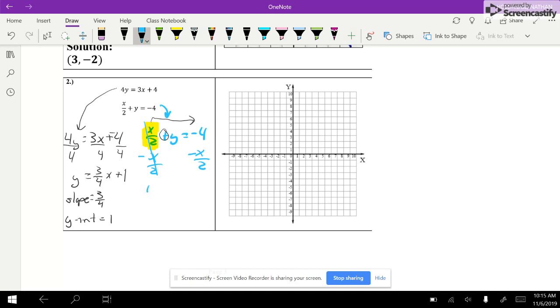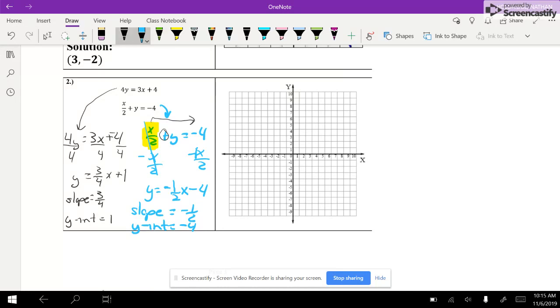And when I write this, it'll be y equals, I'm going to start with the x term, negative, and there's like a missing 1 in front of that x. So this is going to be written as negative 1/2 times x. Now I have the minus 4 here. My slope is negative 1/2, and my y-intercept is negative 4. So now I have both equations, and I'm ready to graph.